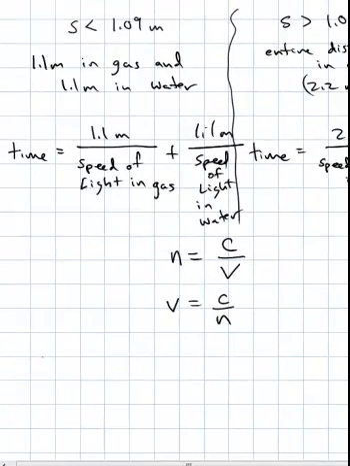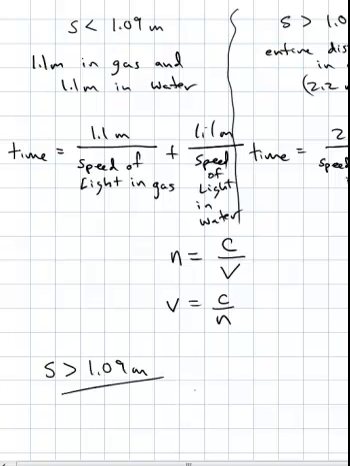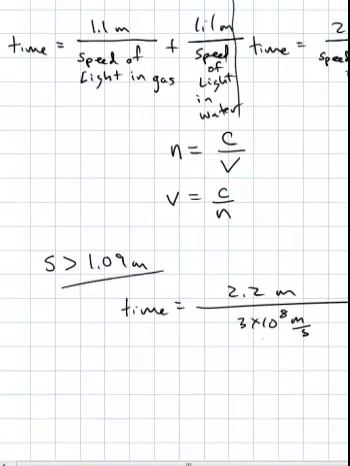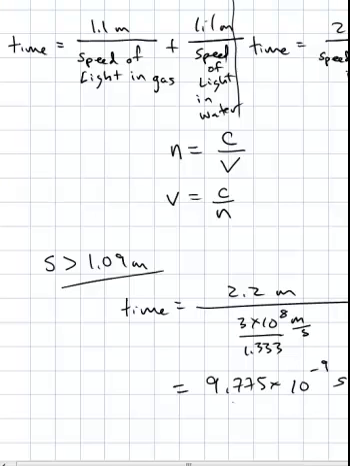So first I'll do S greater than 1.09 meters. I get the time is 2.2 over 3 times 10 to the 8th meters per second over 1.333, and I got 9.775 times 10 to the minus 9 seconds, or 9.775 nanoseconds.